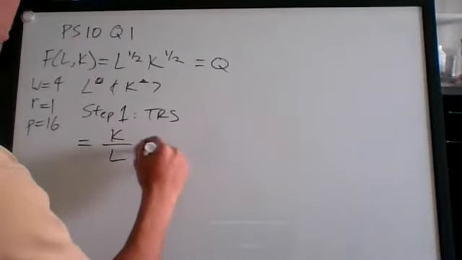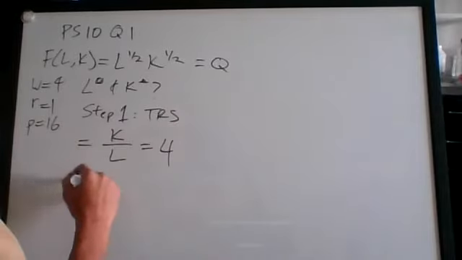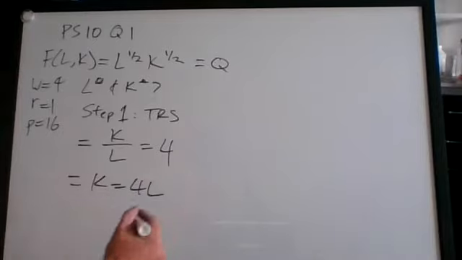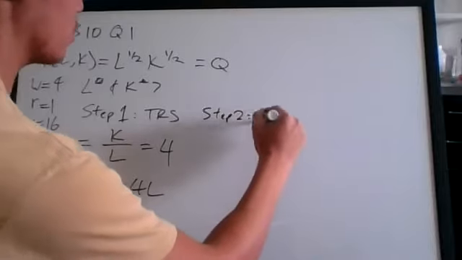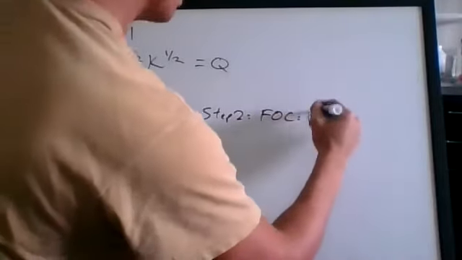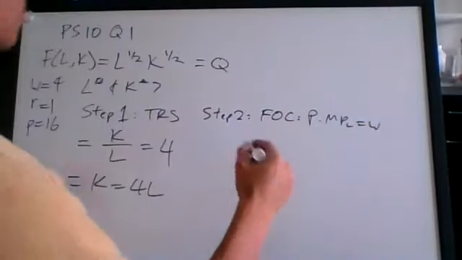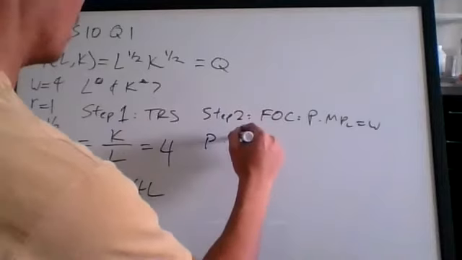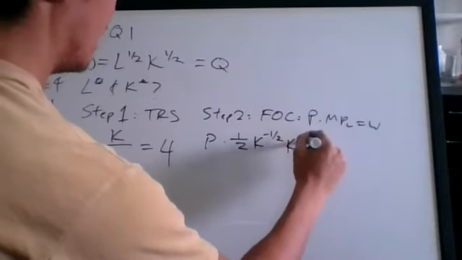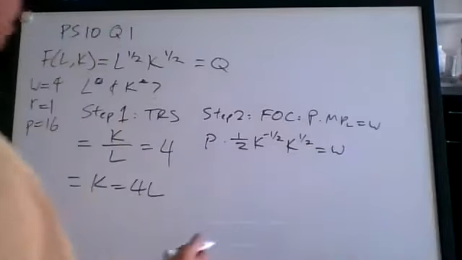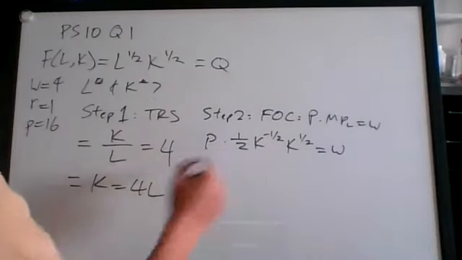And so this is equal to W over R, which is equal to 4. And so K is equal to 4L, right? And so when we look at our step 2, which is the first order condition, we have that P times MPL is equal to the wage. So P times 1/2 K to the negative 1/2 K to the 1/2 is equal to W. And I'm just going to plug in K into here, so 4L.